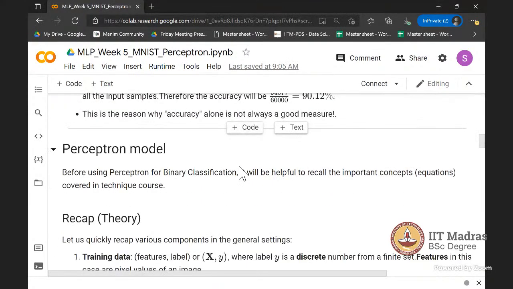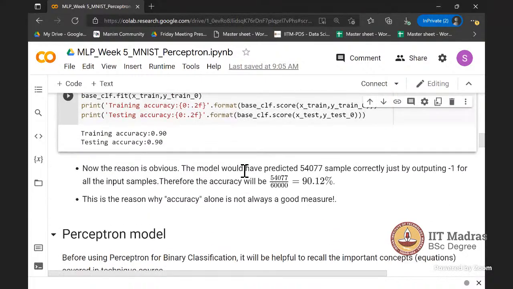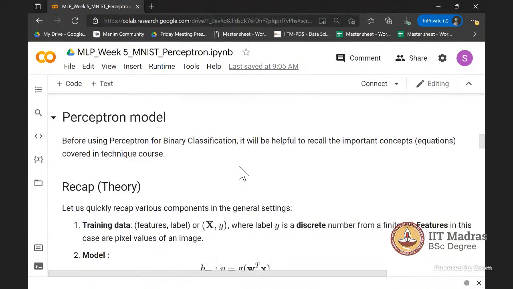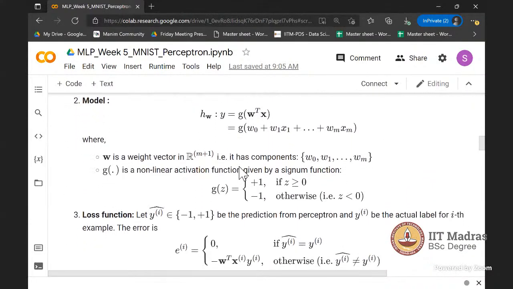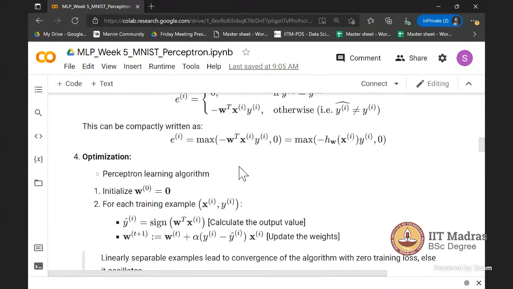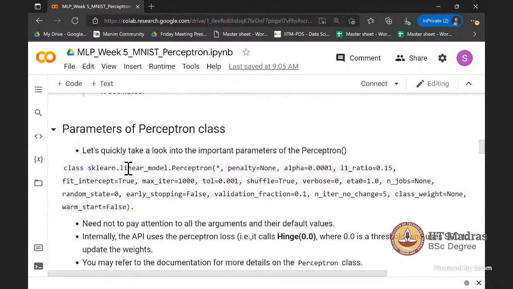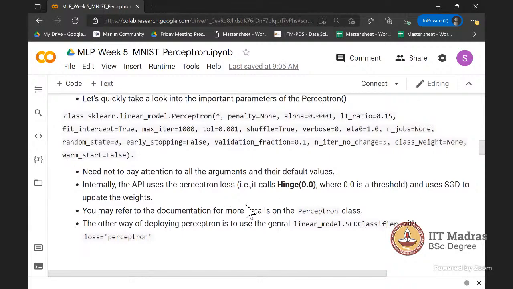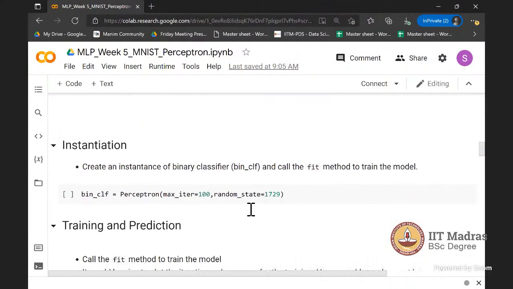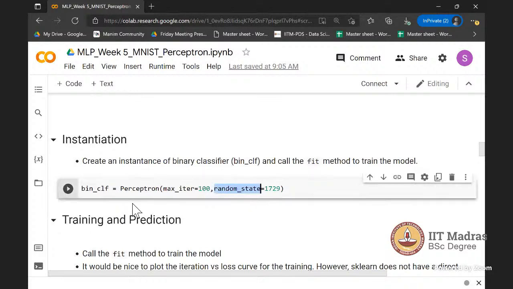So now, after creating the dummy classifier, we are going to go for the perceptron model. There is some theory part which I think you may take time and review. I'll just directly skip to the programming part. Here, the signature of this perceptron model is written, and the important things about it. How do we create the perceptron model? How many iterations do we want the model to train, and what is the random state?